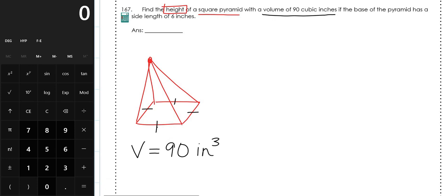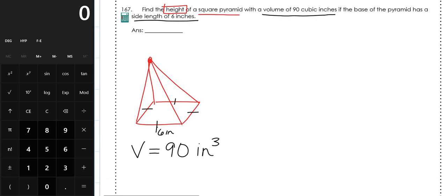Now you should think to yourself, that's strange. They gave me volume, and yet they want me to find the height. Usually, I would use the height in order to find the volume. But now we're looking at it in reverse. We have the volume and we have to get the height. Okay, so this is probably going to be a working backwards problem. But let's keep reading. If the base of the pyramid has a side length of 6 inches. Okay, so let's put that in.